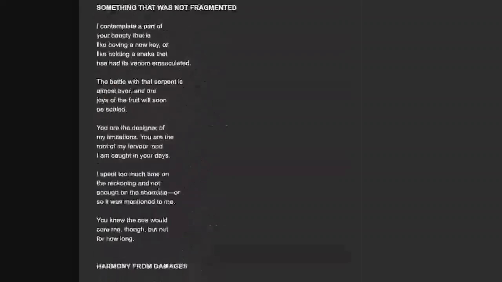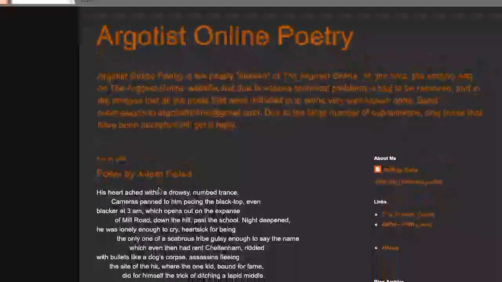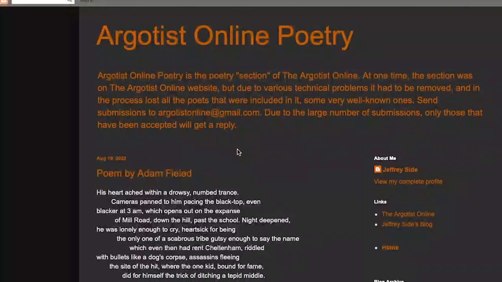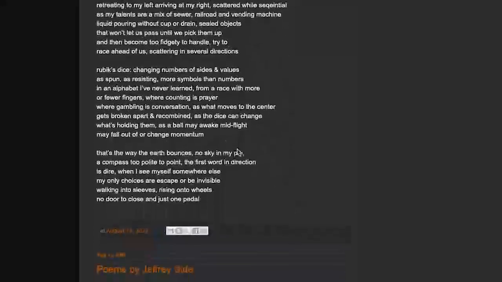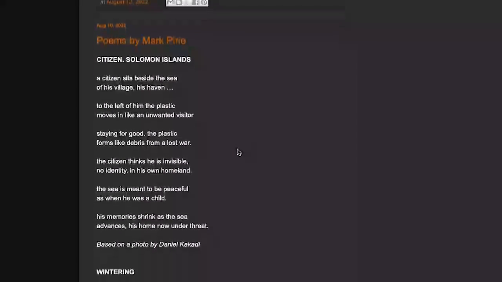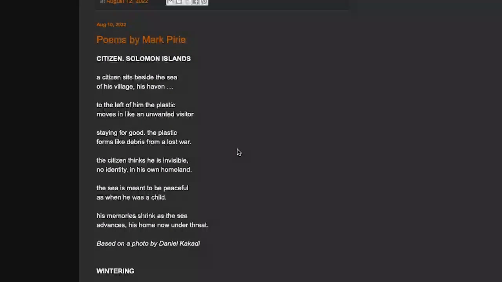This is another in the First Read series, where I read a poem by a poet I don't know or know very little about. This is in the Argotist Online poetry, and I know some of these writers, so I had to skip down a little bit to Mark Pirie, who I don't know, but hopefully we'll get to know a little bit from this.